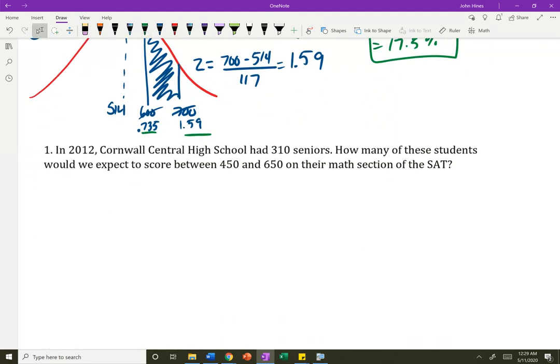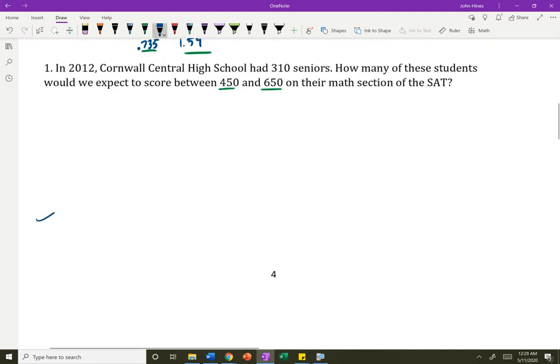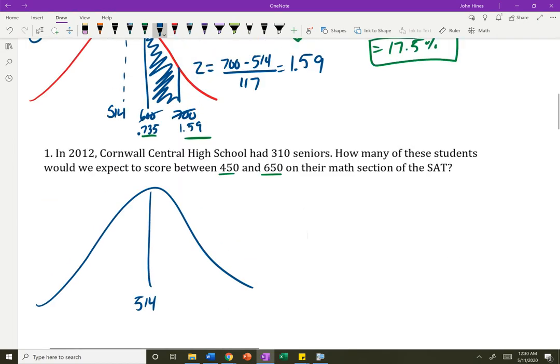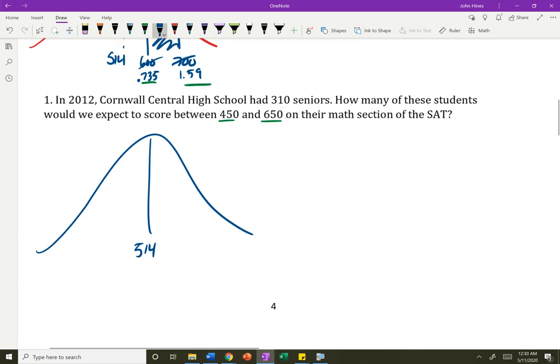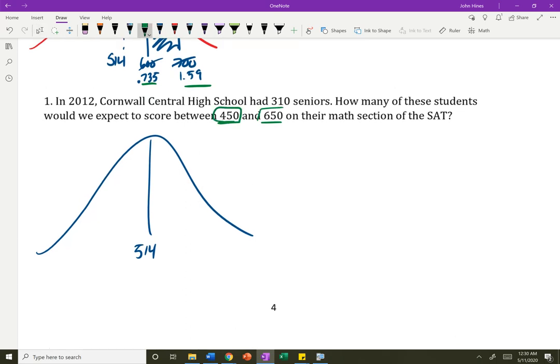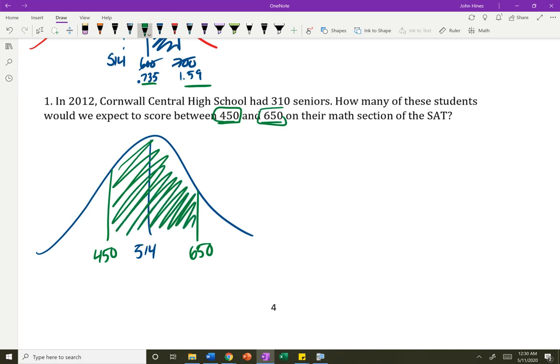In 2012, CCHS had 310 seniors. How many of these students would we expect to score between 450 and 650 on their math section of the SAT? Well, let's draw our picture. We have 514 as the mean, and I want to be between 450 and 650. So 450 is below average, 650 is above average. I want to know what proportion is between that.